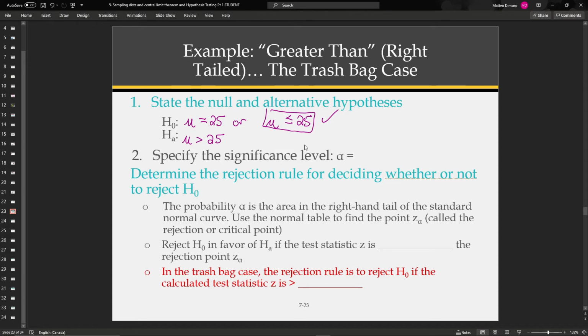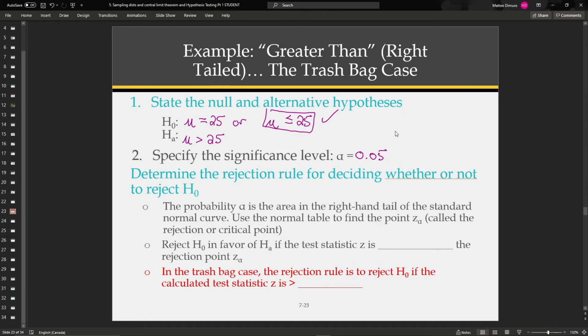Specify the significance level alpha. Well, it says in the question that it is 5%, so we're just going to write it as a decimal right there. Now, we're going to determine the rejection rule for deciding whether or not to reject H0. So the probability alpha is the area in the right-hand tail of the standard normal curve. That's in this case because we're doing a right-tailed test. That's why it's called right-tailed.